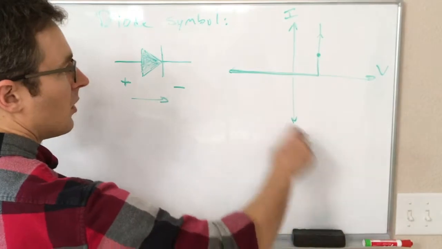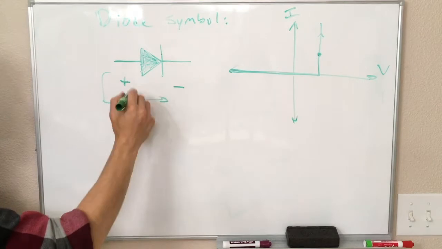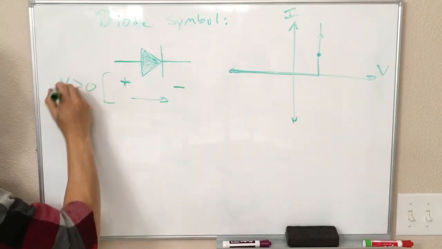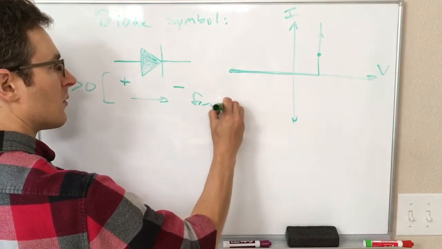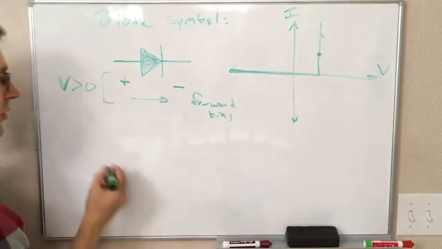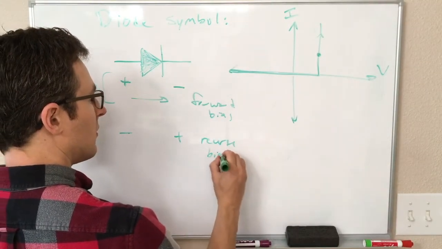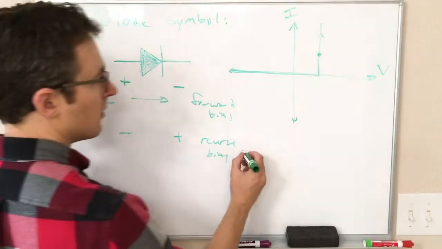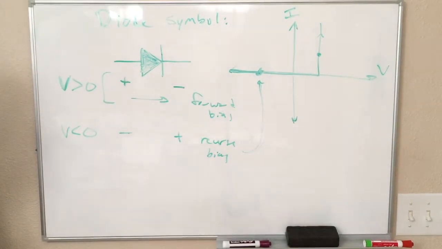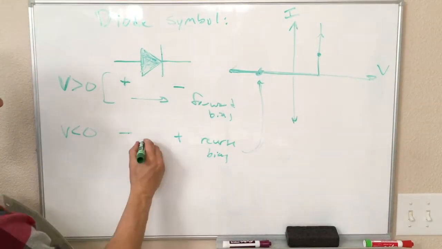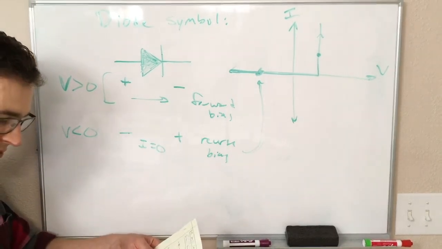Okay, so in other words, on this graph, this situation corresponds to V greater than 0. This is the forward bias where we are allowed to have current flowing. If this end is negative and this end is positive, this is the reverse bias. V is less than 0, and we're at some point over there. And I don't have a current arrow because I is equal to 0 in that case.